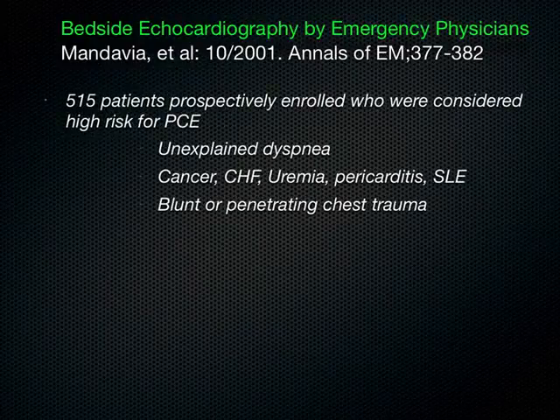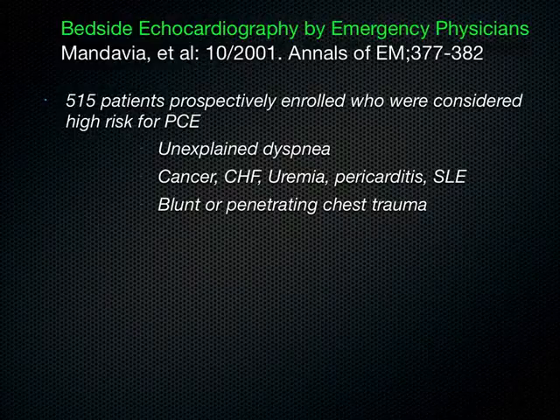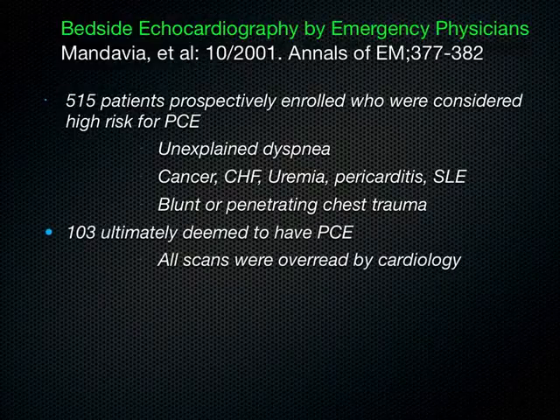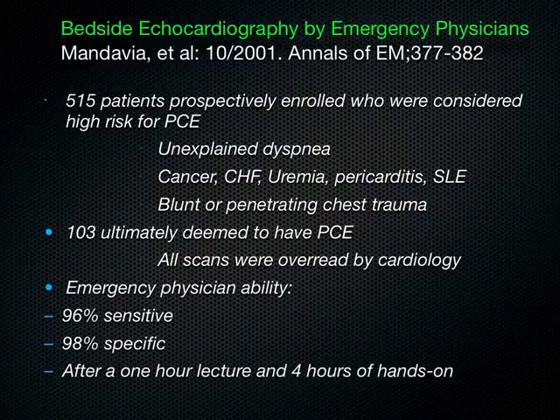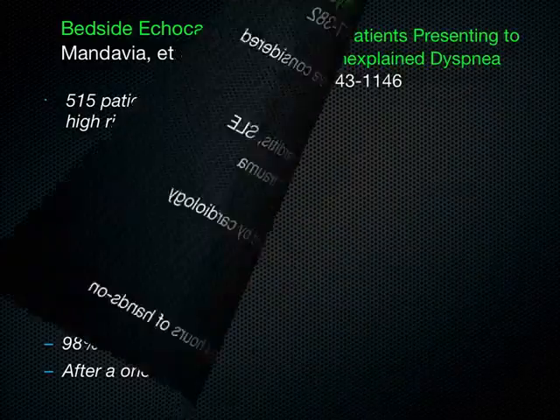As I mentioned, if you take 500 patients who are considered high risk for a pericardial effusion, it turns out that 103 of them will ultimately have a pericardial effusion, and emergency physicians were able to do this with pretty good accuracy, 96%, 98% sensitivity and specificity, and that was after a quick lecture and some hands-on.